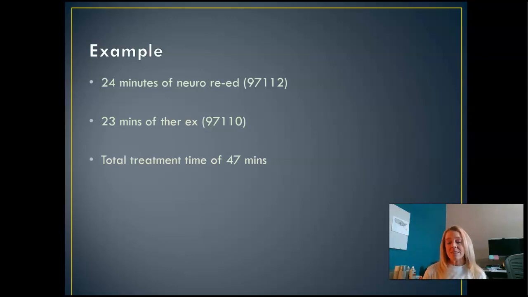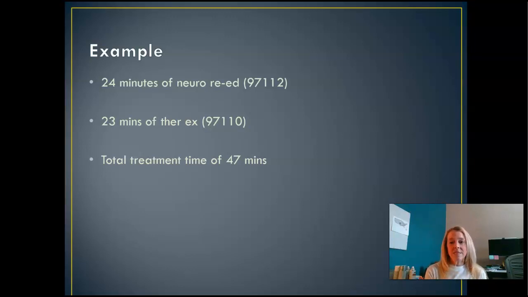So one of the biggest things that we need to think about is total time spent in therapy. I don't know that there's any clinic out there that isn't basically clocking patients in and clocking patients out. So that's where we start. We need to know how long our patient was at therapy, and that's going to help us determine how many units we're going to be able to bill for their visit.